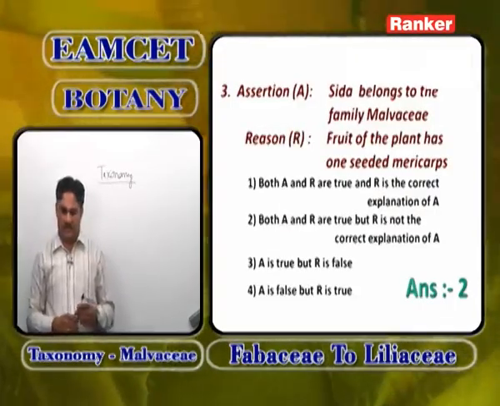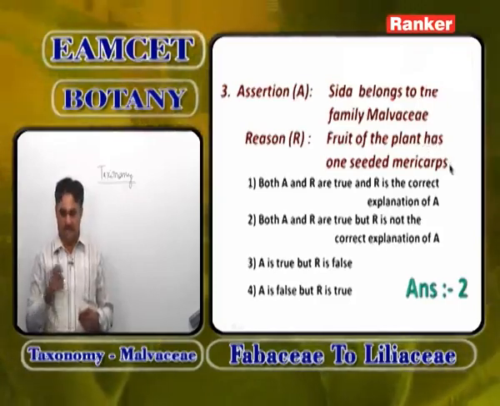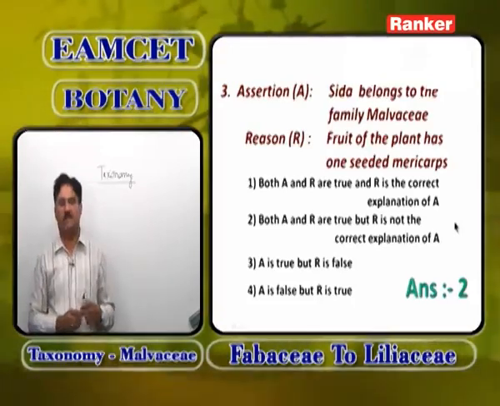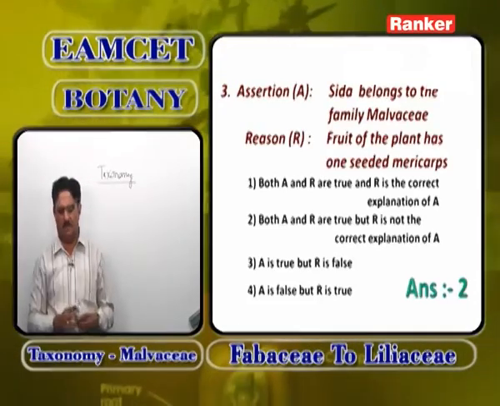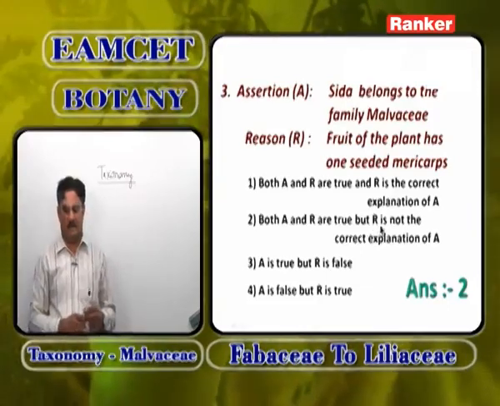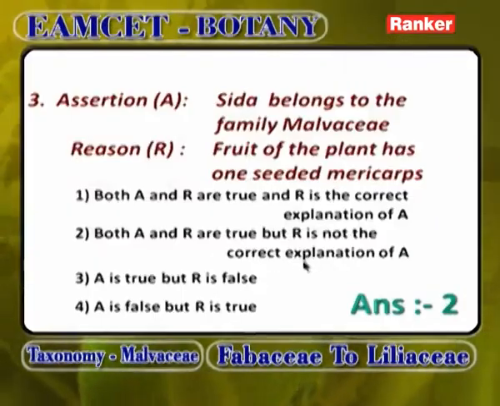Fruit of the Sida plant has one-seeded mericarps is correct, but it is not because the fruit of this plant has one-seeded mericarps that it belongs to Malvaceae. So definitely the answer will be: both A and R are correct, R is not the correct explanation of A.